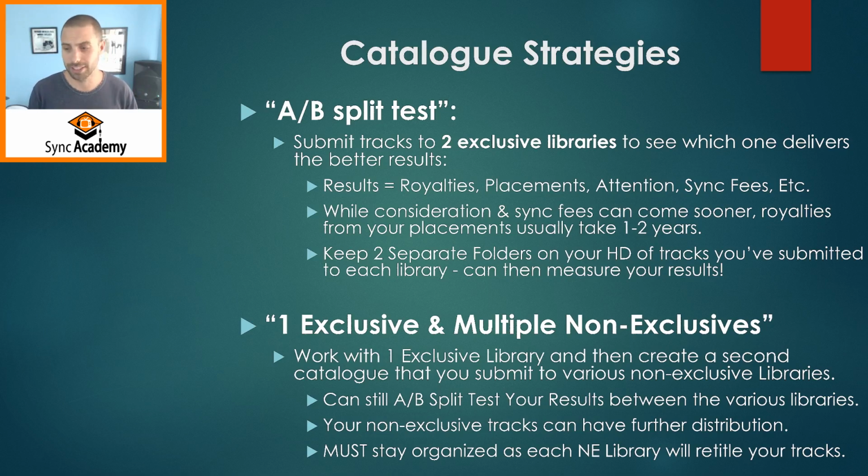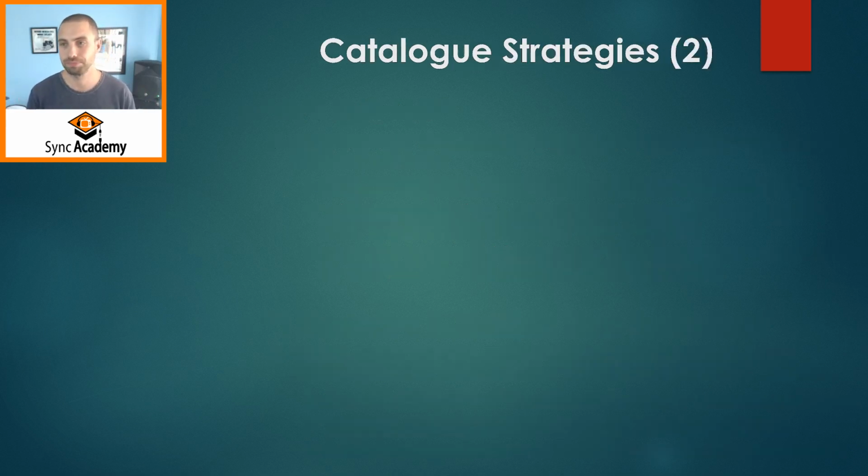You've got to stay organized, as each non-exclusive library will retitle your tracks, as we talked about before. So if you submit to 20 different companies, you're going to make sure that you retitle that catalog 20 different times. Each non-exclusive library is going to register the same tracks, but with new titles. So you've got to be very, very organized, so you make sure that you're not submitting the same titles to another library, and then there's going to be royalty confusion, and they might not want to work with you because of this. So make sure you're very organized with your files, okay?